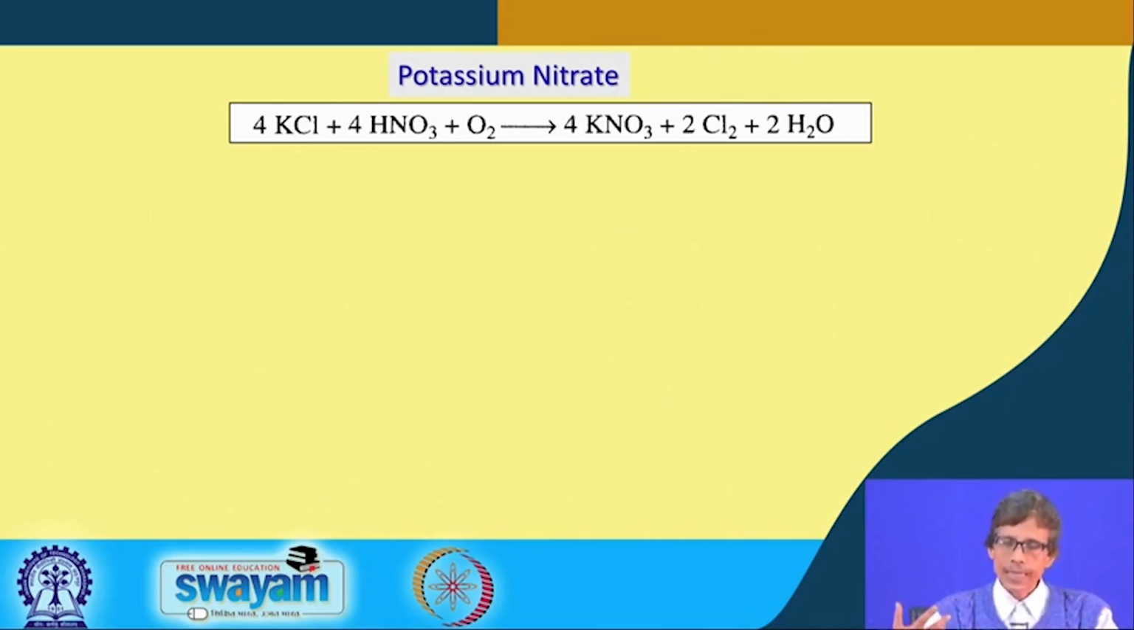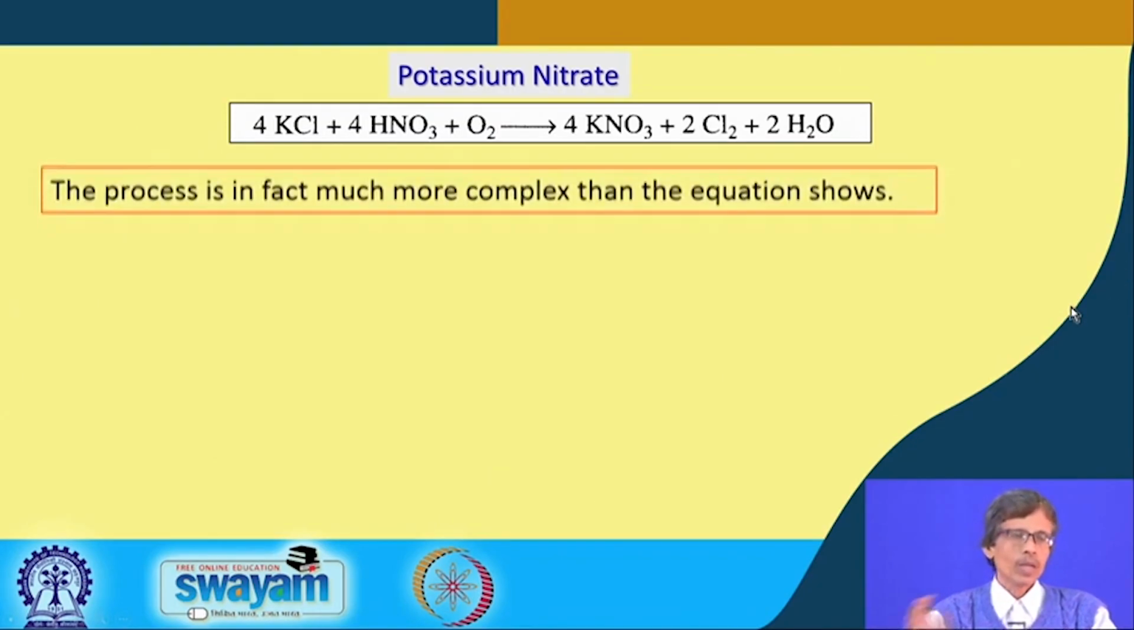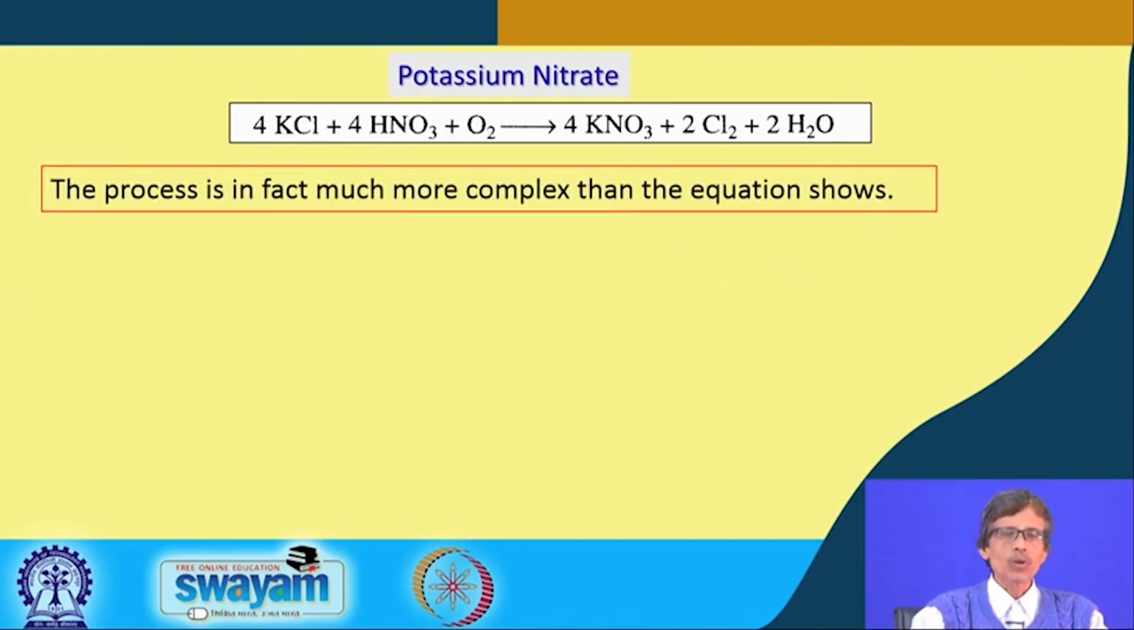From the top you can collect it, and that collection we can store, and we can put everything in the cylinder for storing chlorine also. And the process is in fact much more complex than the equation shown. As I told repeatedly, whenever a particular reaction is shown, there are corresponding complications. Whenever we write a reaction, it is not very easy to do that on an industrial scale.